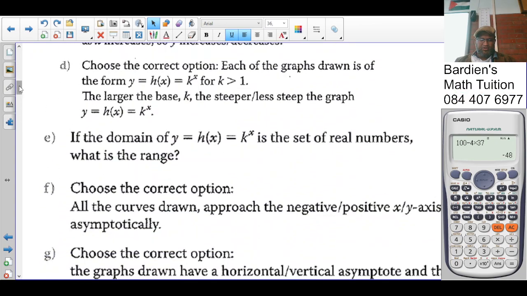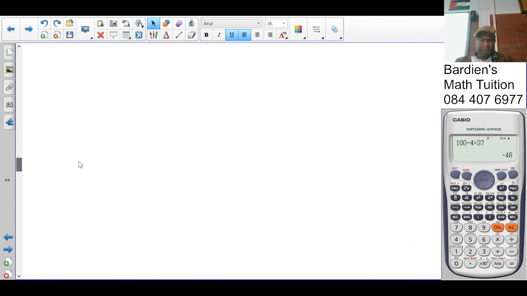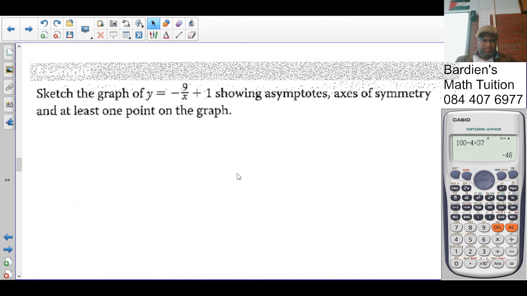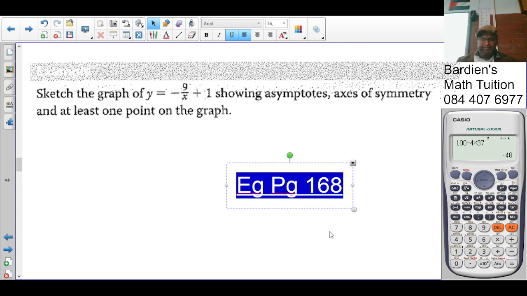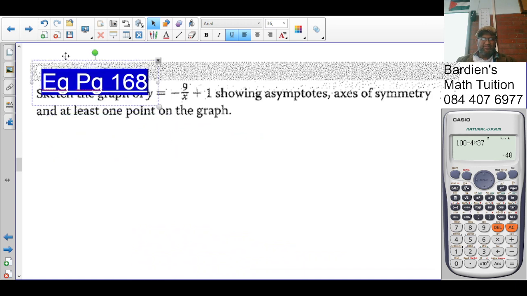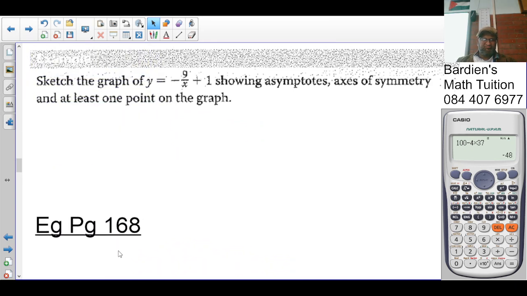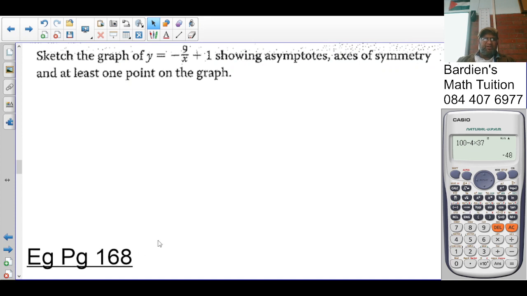So this is the example on page... This is example 1 on page 168. Okay. So here we are told: sketch a graph of y equals -9/x + 1, showing the asymptotes, axis of symmetry and at least one point on the graph.